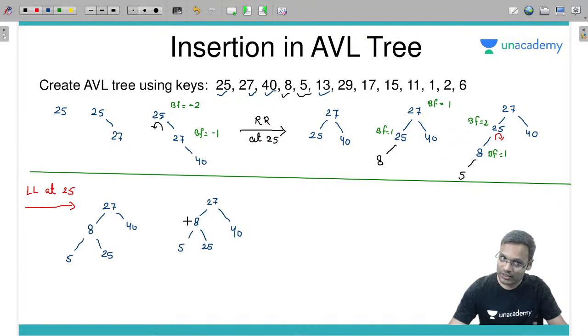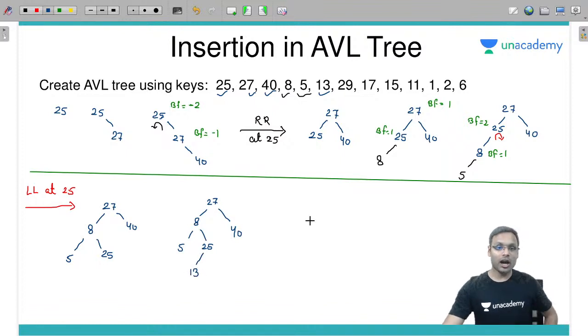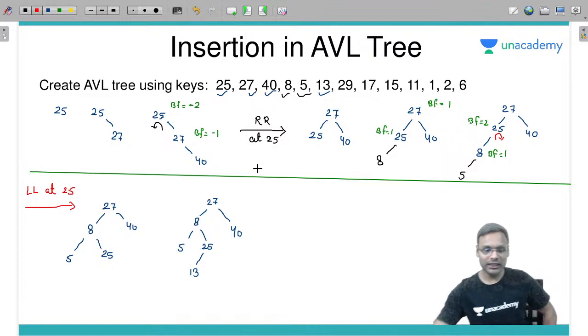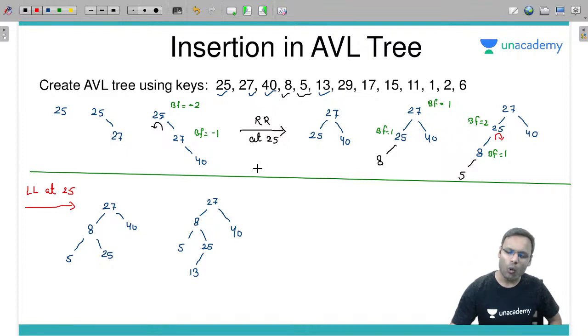13 is lesser than 27, left. Greater than 8, right. Lesser than 25, yes, 13 should be inserted here in the left of 25. Check out if there is any kind of problem because of insertion of 13. Quickly check, is there any problem because of insertion of 13?